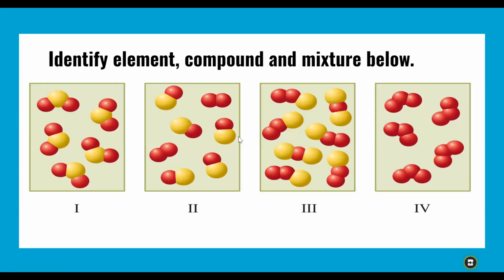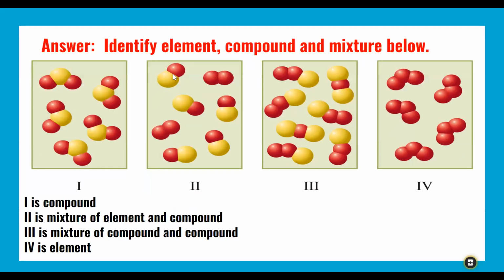So let's go back to the first box we analyzed. Identify element, compound, and mixture. Pause the video and figure it out. Hopefully you got it right. So this is a compound. You see that? Two different elements bonded together chemically.